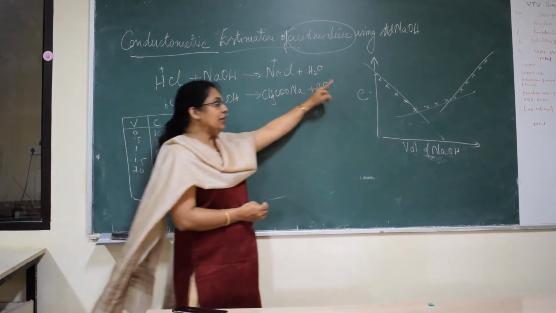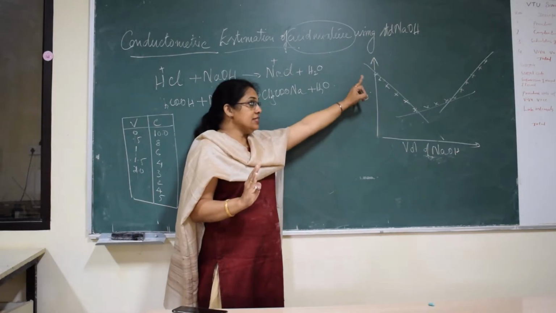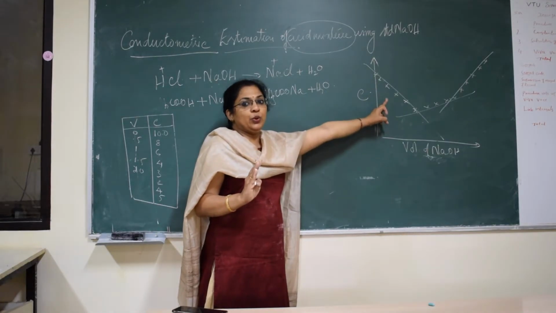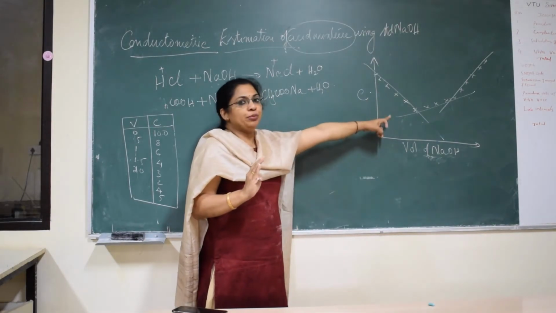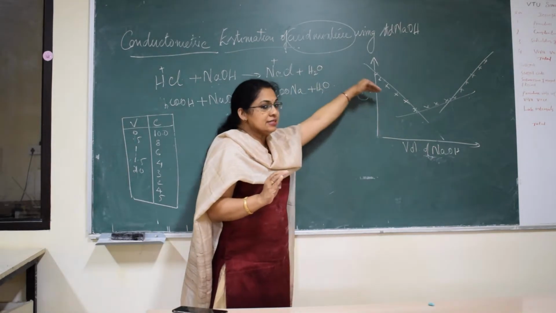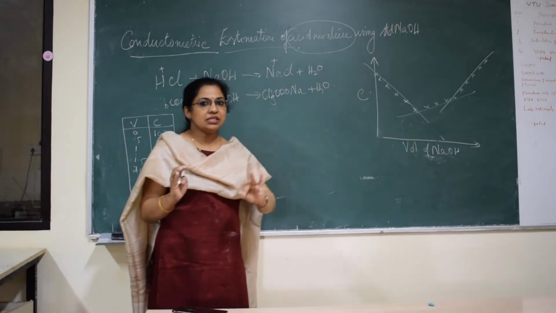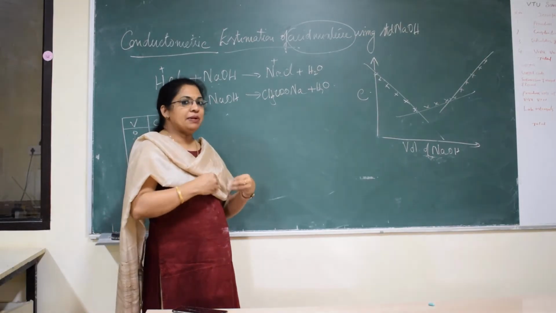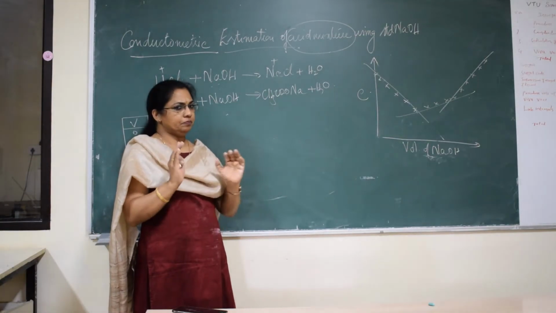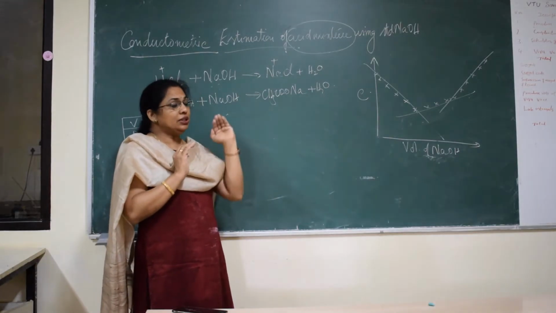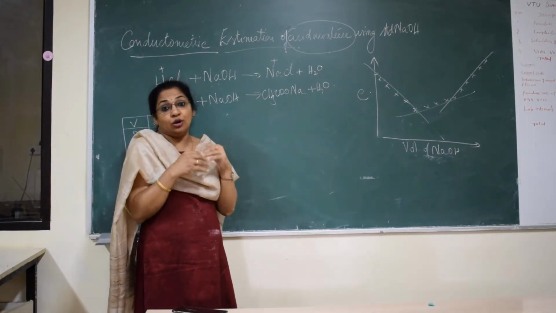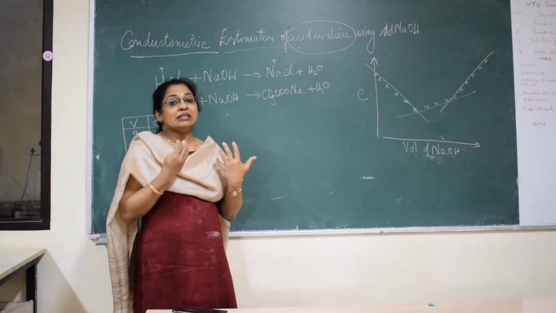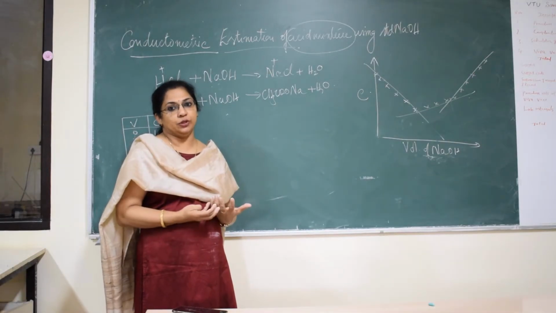So it is very clearly evident in this graph that initially when you add sodium hydroxide, due to the formation of NaCl, the conductance decreases. That's because the number of H plus ions are decreasing; H plus is getting replaced by Na plus. Is the first point clear? Now how long will this decrease happen? Till the complete HCl gets over.